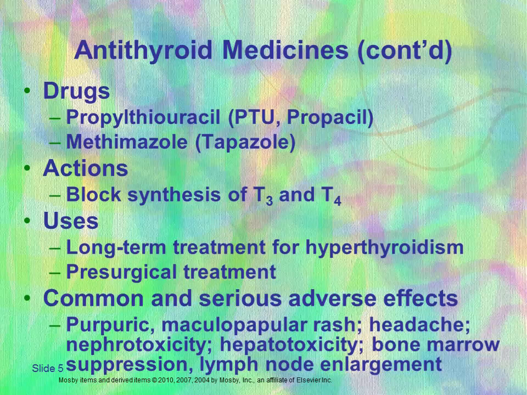Propylthiouracil, or PTU, and methimazole are different from radioactive iodine in that they don't destroy the tissue. They simply keep the thyroid tissue from making the T3, T4. Typically it's used for long-term maintenance of hyperthyroid or for presurgical treatment, because we want to keep that thyroid from making the thyroid hormone prior to surgery.